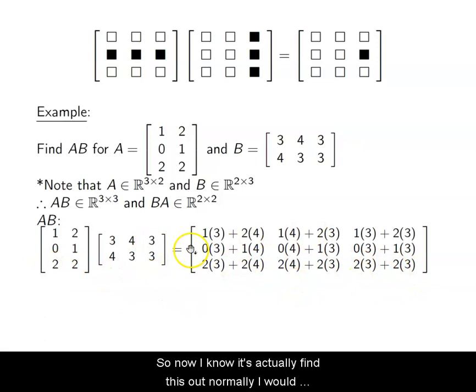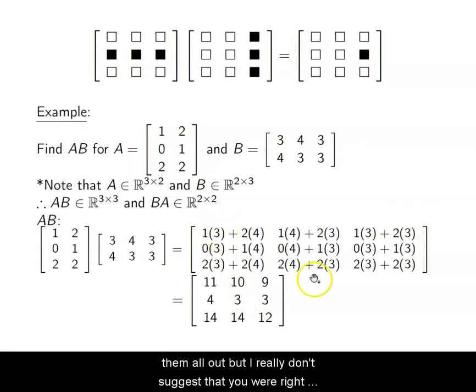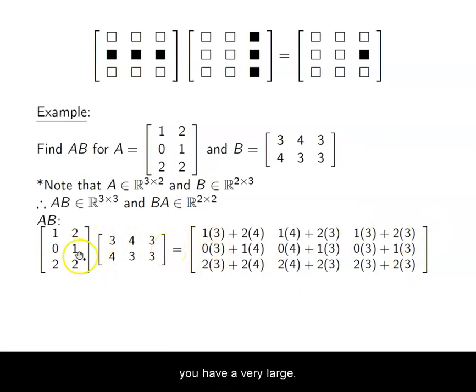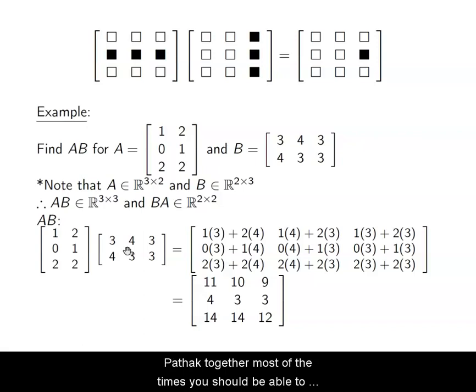And so now, in order to actually find this out, normally I would do this in my head because it doesn't take a lot to go, oh, 3 plus 8, right? So 3 plus 8 is the first entry. You can write them all out, but I really don't suggest that you write each term out. These you should generally be able to do in your head unless you have a very large matrix here and here, and you have to do several terms in the dot product. Most of the time you should be able to just say, okay, 1 times 3 plus 2 times 4.